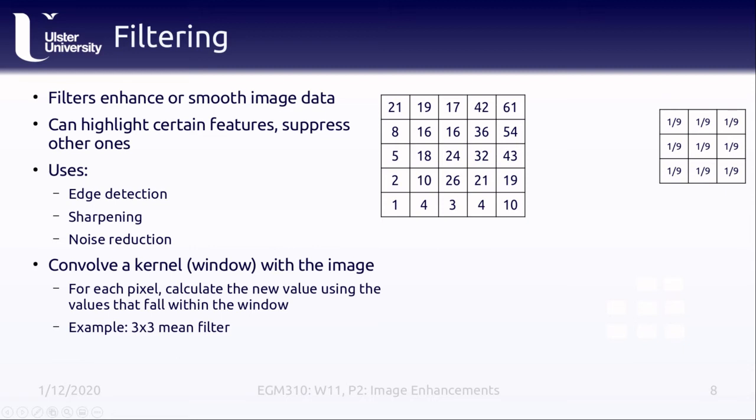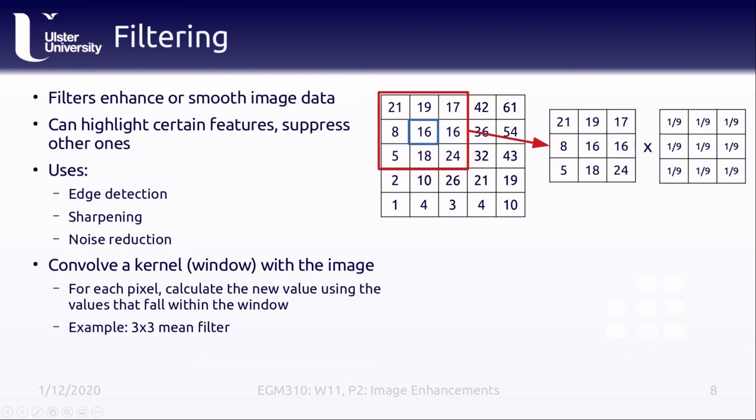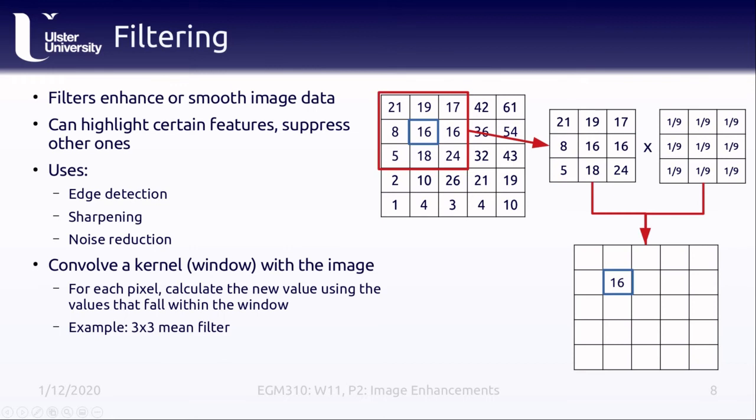As we move the window around our image, each of the pixels within our window gets multiplied by its corresponding weight, and then it gets added together. For a 3x3 mean filter, the weights are all the same, and they're equal to 1/9. The 9 comes from the fact that we have 9 pixels in the kernel, and we want them all to have the same weight. Here we have our window, which is centered on the blue pixel here. If we then multiply each of the values in the window by 1 over 9 and add them together, we get 16 back out. So this goes into our output image here.